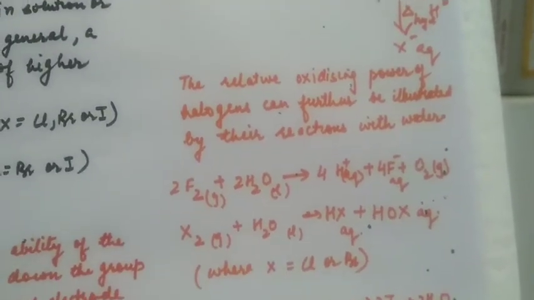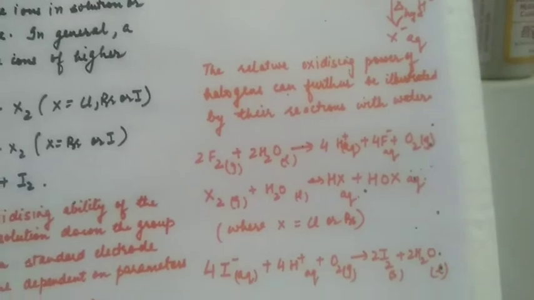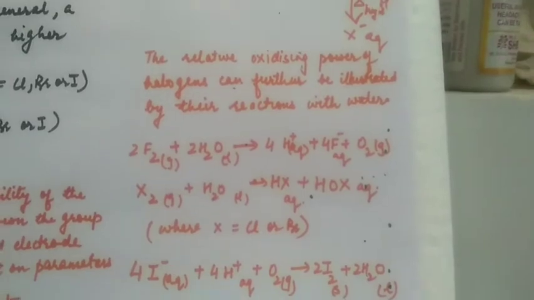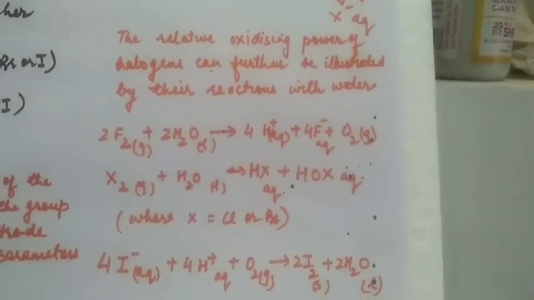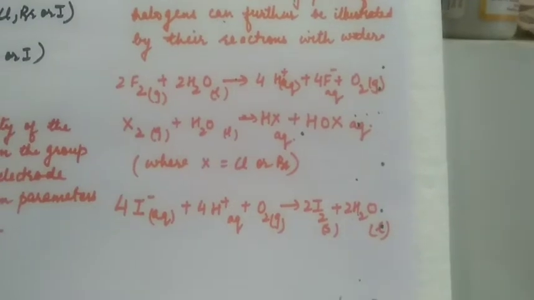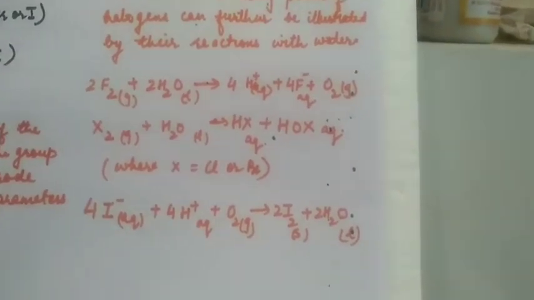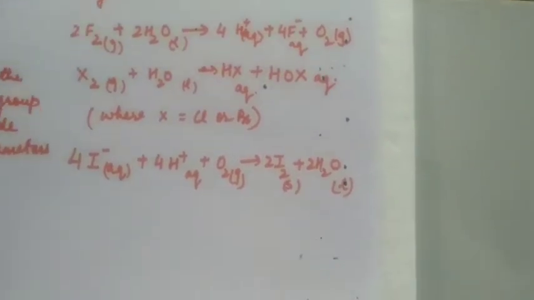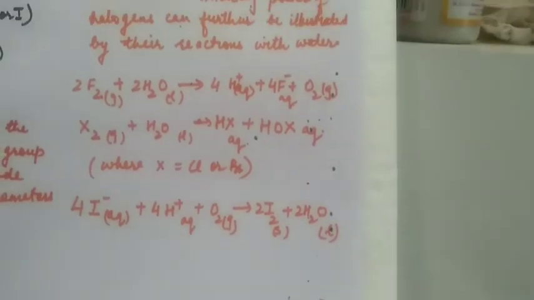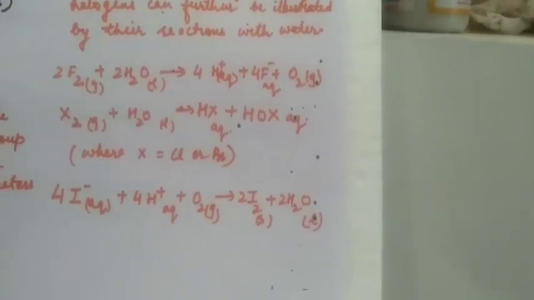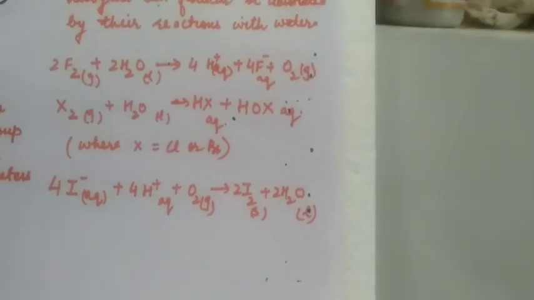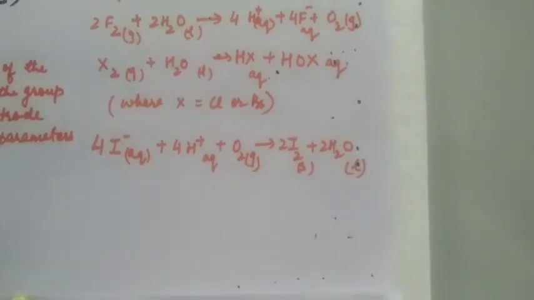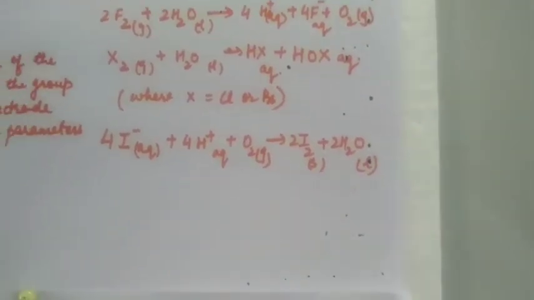The relative oxidizing power of halogens can further be illustrated by their reactions with water. Fluorine with water forms hydrogen ions, fluoride ions, and oxygen gas. The halogens chlorine and bromine form hydrogen halide and hypohalous acid, whereas iodine cannot oxidize. It simply reacts in reverse of fluorine. In case of iodine, iodide ions are oxidized into iodine gas.